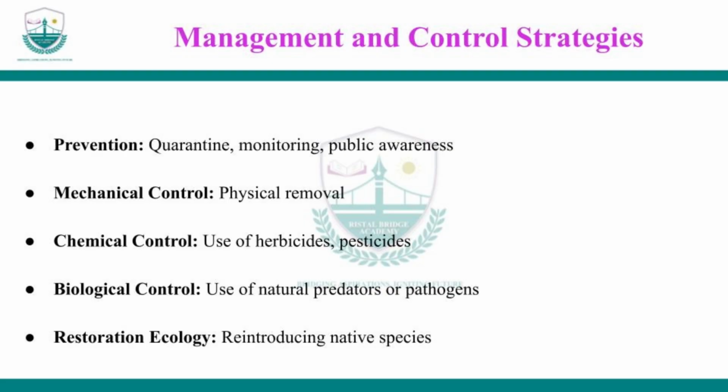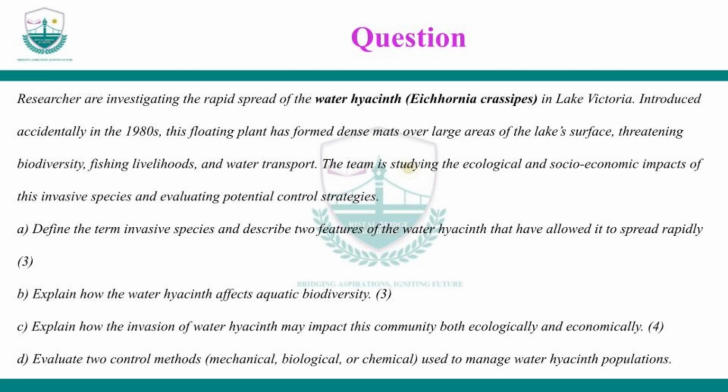There's no perfect solution. Each method has strengths and weaknesses. In exam question part D, for example, mechanical control gives quick results but is expensive and labor intensive. Biological control is cheaper, but the introduced predator could become invasive itself.